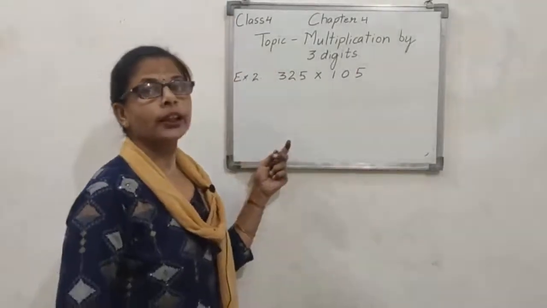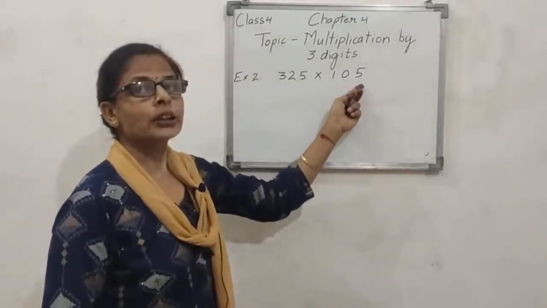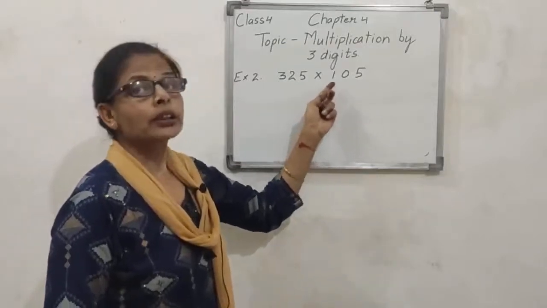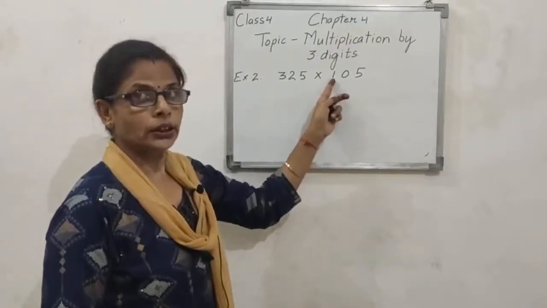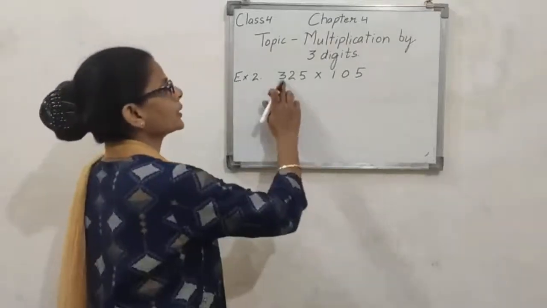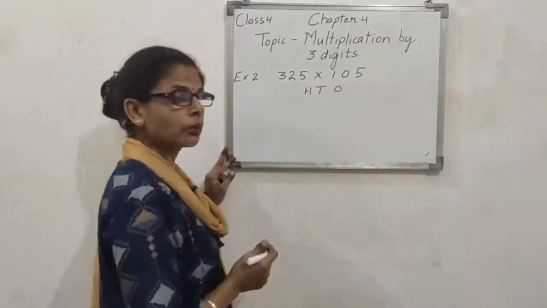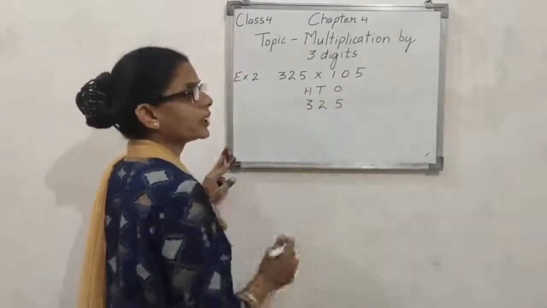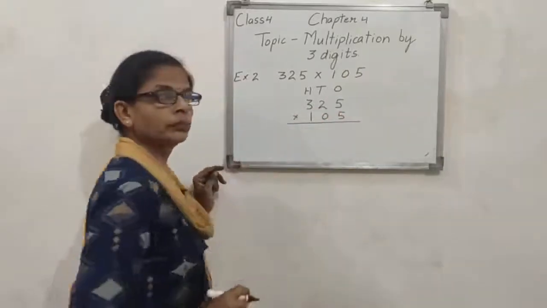Always remember that when we are multiplying by 3 digits, replace the ones place by 0 when we are multiplying by the second digit, and replace the ones and the tens place by 0 when we are multiplying by the third digit. So first we have to arrange them vertically according to the places. Ones, tens, hundreds. Now arrange the numbers vertically. Multiplicand is 325 and the multiplier is 105. Put the multiplication sign. Right?